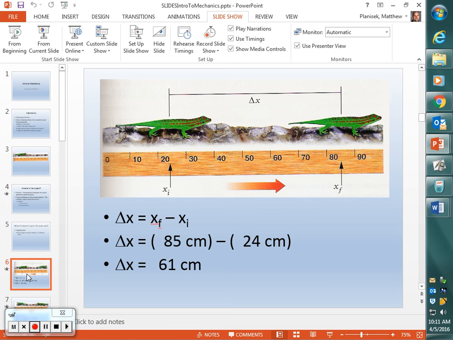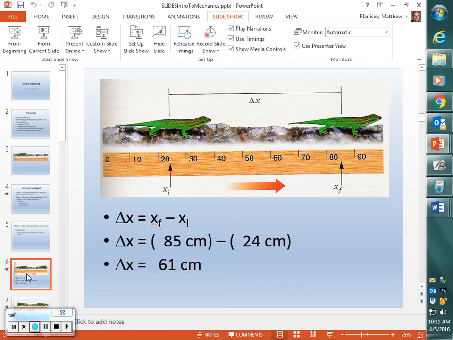We use the top equation to calculate the displacement. Delta x is equal to x final minus x initial. What do we say the delta represents? Change. So if it's delta x, it's change along the x-axis. That's how we determine the displacement.